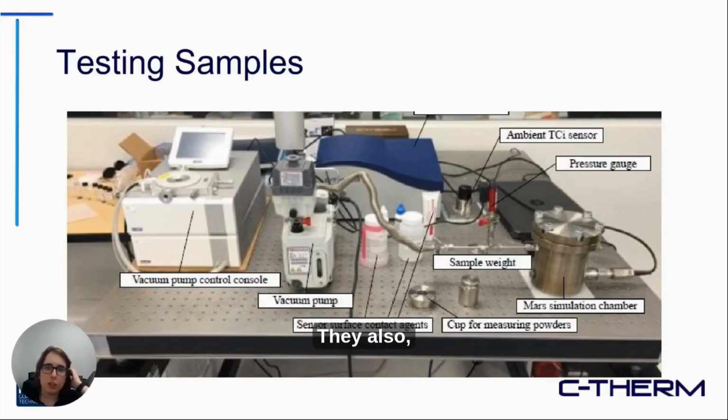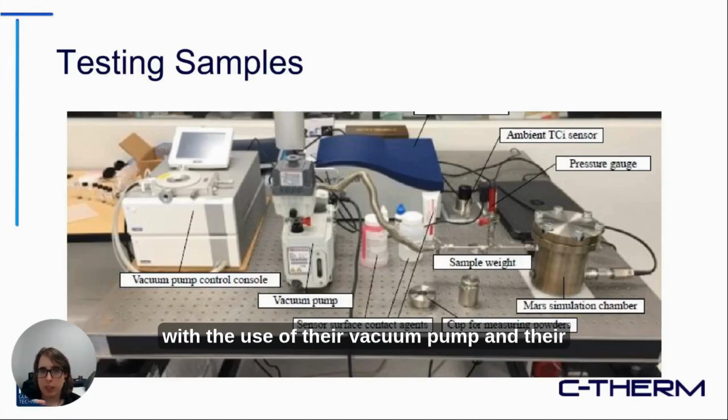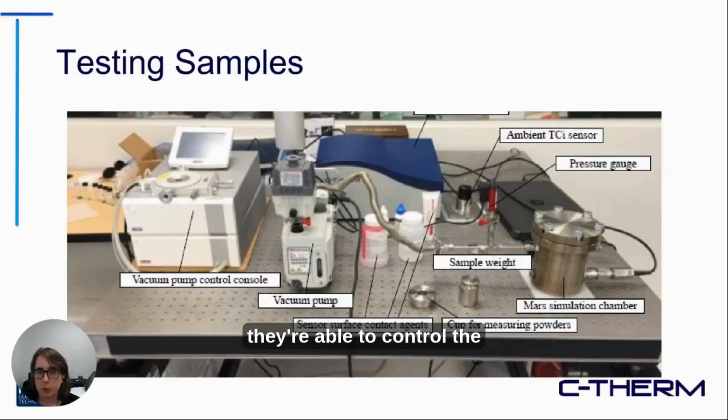Because it's a pressure cell, they're also able, with the use of their vacuum pump and their vacuum pump control console, to control the pressure inside of the pressure vessel to an atmospheric pressure more commonly seen on Mars.